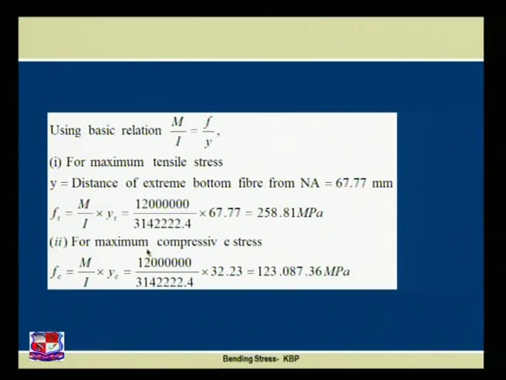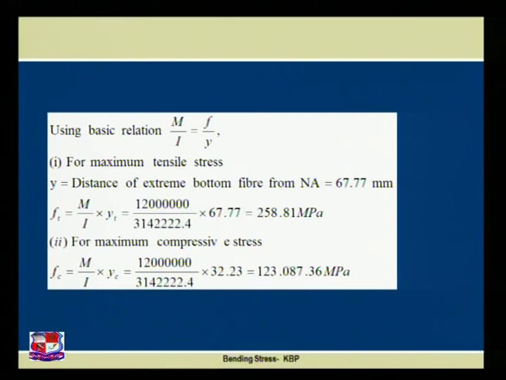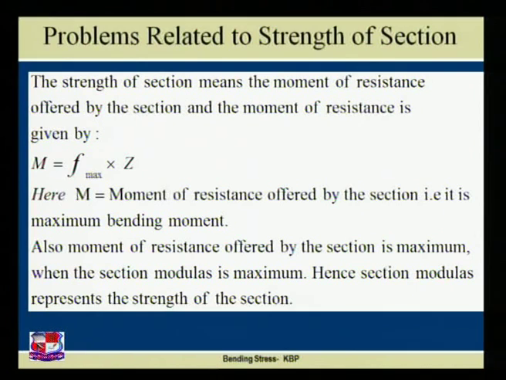For maximum compressive stress, the formula remains the same, only we have to change the value of YC, that is the distance of the neutral axis from the topmost fiber, that is 32.23, and we get 123.087 megapascal. So I wish you have understood how to find the bending stresses for unsymmetrical sections. Now the next session is about problems related to the strength of section.